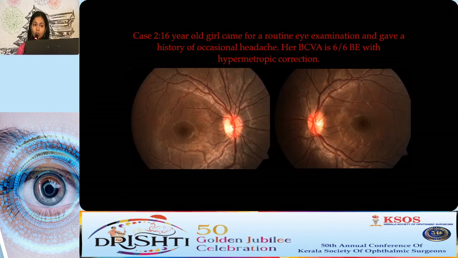This is a 6-year-old girl who came for routine examination and gave a history of occasional headache. Her visual acuity is 6/6 in both eyes with hypermetropic correction. So if you look at this, there is slight margin blurring superiorly and it is slightly hyperemic. So you will be in a situation whether it is an early papilledema or is it a pseudopapilledema.